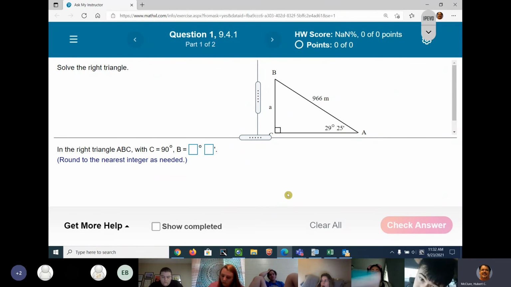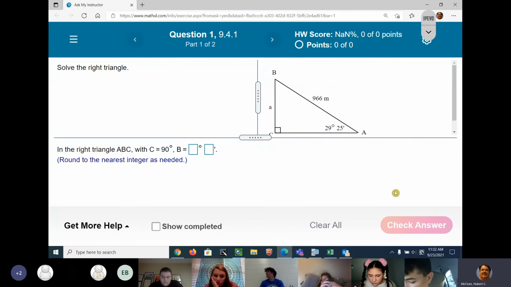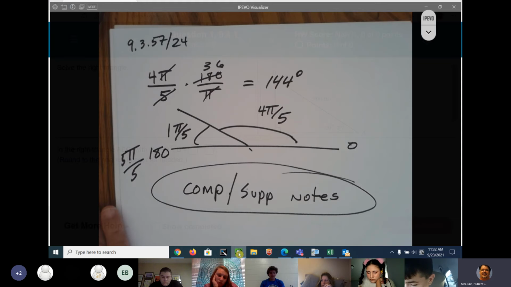So this one is a triangle, and they've got a right angle showing, and theta is 29.25. That's A and B and C, and 966 meters. And they're wanting angle B. Well, you can do the whole thing if you want to.